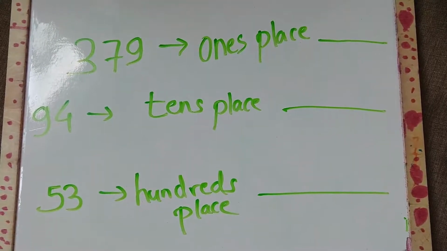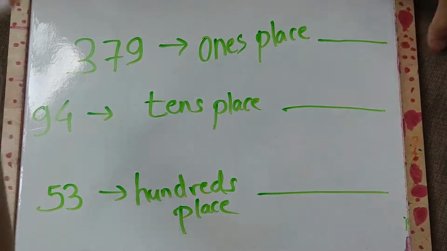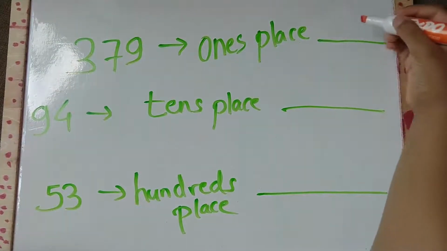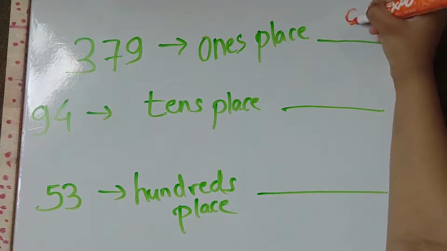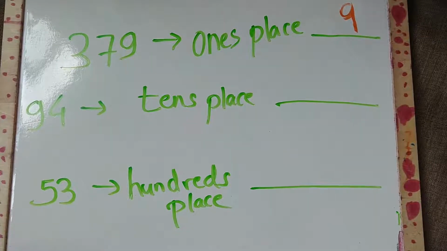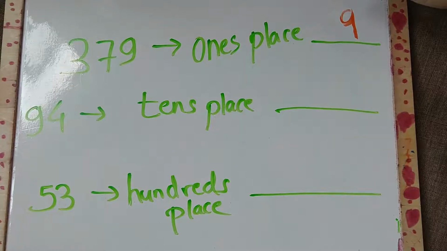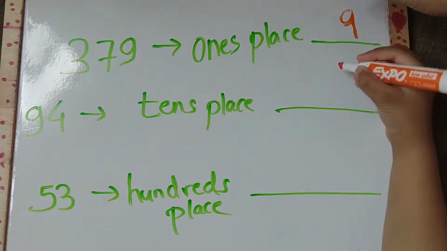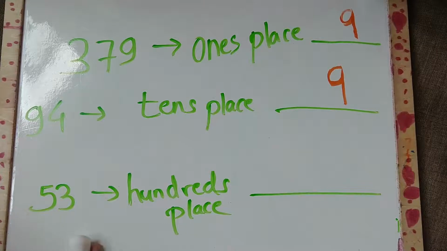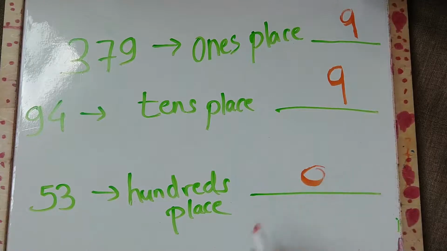Okay, so Moksha, as you can see here, everything is written clearly. Just start doing. One's place is 9. Very good. Next. Tens place is 9. Very good. And 53's hundreds place is nothing.